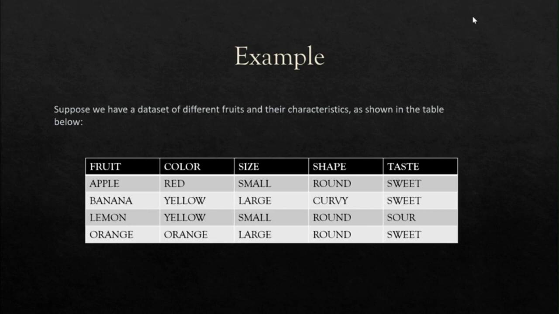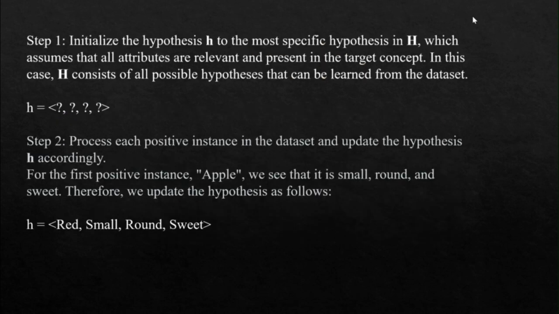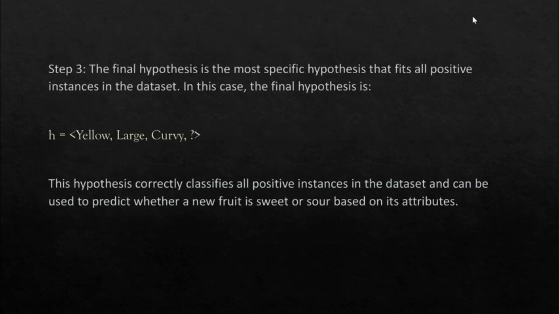So to do this, we use the Finder's algorithm, which works by initializing the hypothesis to the most specific hypothesis in the hypothesis space and then updating it based on positive instance in the dataset. So in the second step, we process each positive instance in the dataset and update the hypothesis by setting the values to make the hypothesis more general. So in the third step, after processing all positive instances, the final hypothesis is the most specific hypothesis that fits all positive instances in the data set.